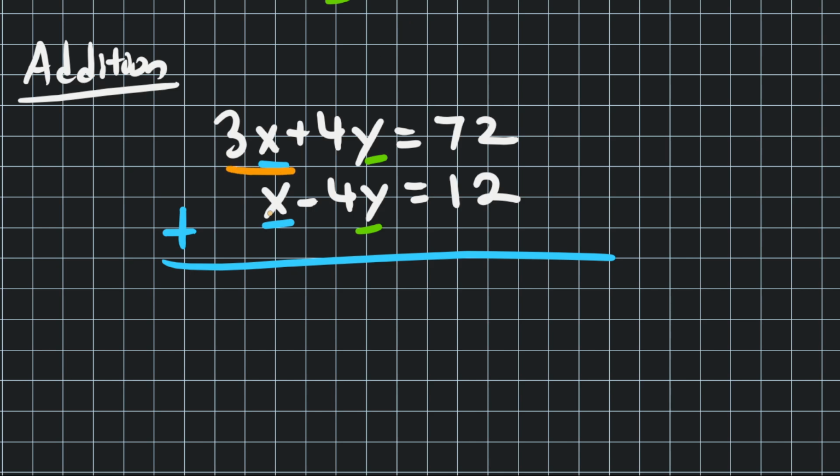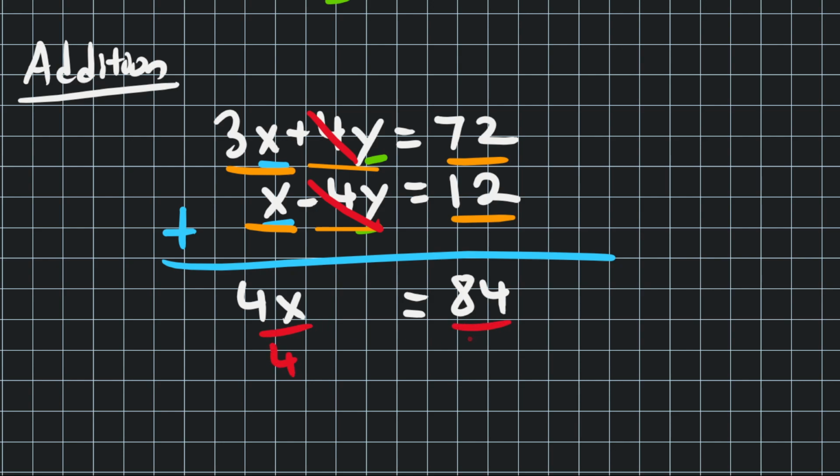We have 3x plus x. That comes out to 4x. And right here we have plus 4y minus 4y. Those cancel out. And then right here we have an equals. And what is 72 plus 12? That is 84. So 84. And then if we go ahead and solve for x, divide 4 from both sides, we have x equals 84 divided by 4 is 21.